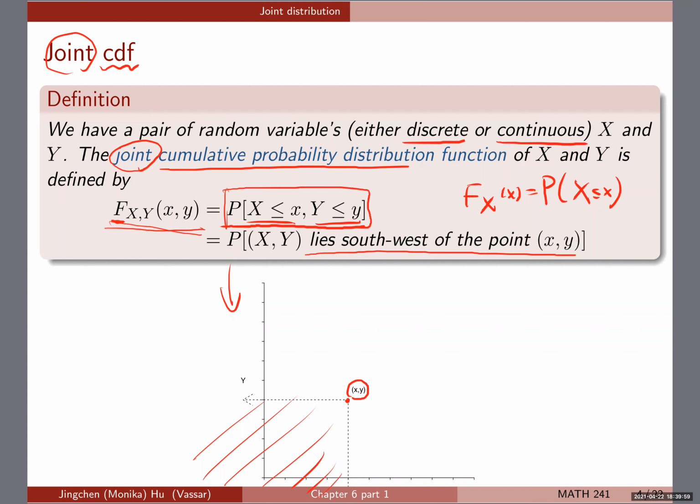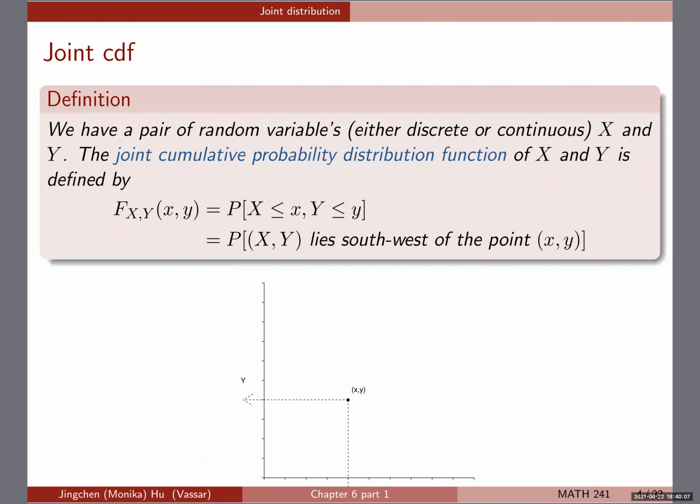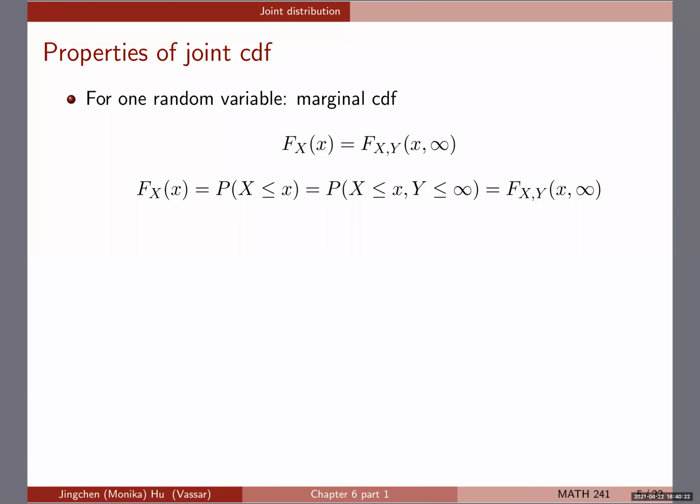There are some important properties of joint CDFs, especially how we can figure out, if I now have the joint CDF of X and Y, how can I get the marginal CDF of X from it? And how can I get the marginal CDF of Y? This is what we mean by the property. So here, let's suppose we have F of X, Y. That's the joint CDF.